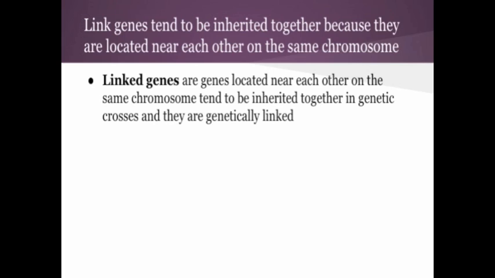Linked genes tend to be inherited together because they are located near each other on the same chromosome. Linked genes are genes located near each other that tend to be inherited together in genetic crosses, as they are genetically linked. To distinguish between sex-linked genes and linked genes, remember that a sex-linked gene refers to a single gene on a sex chromosome, while linked genes refers to two or more genes on the same chromosome that tend to be inherited together.